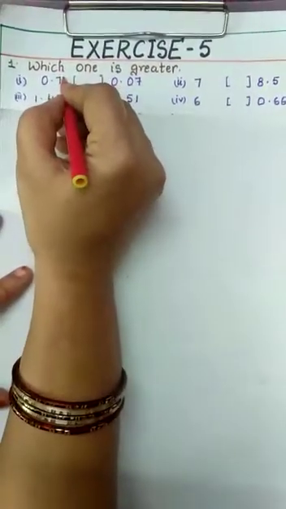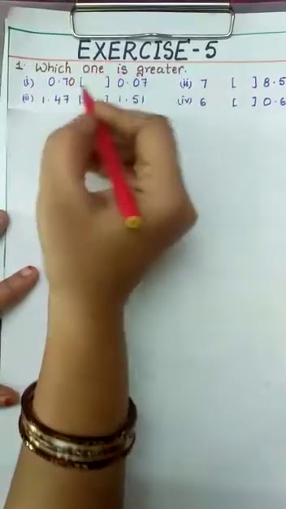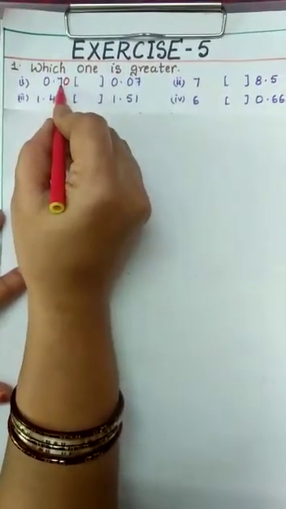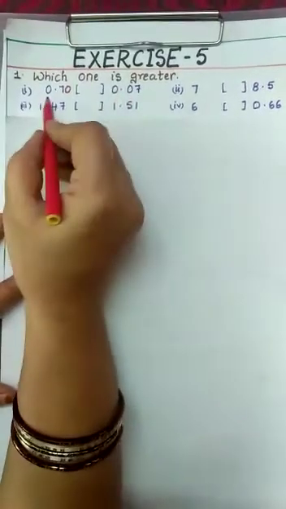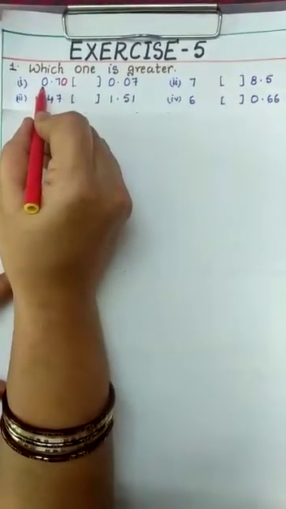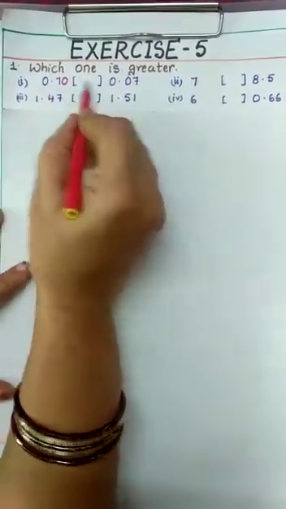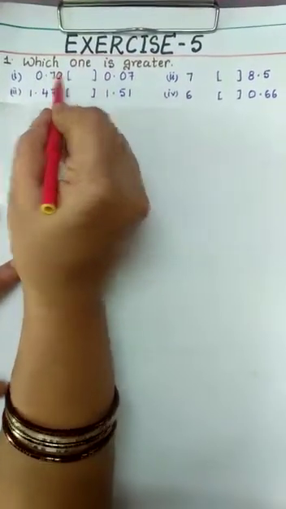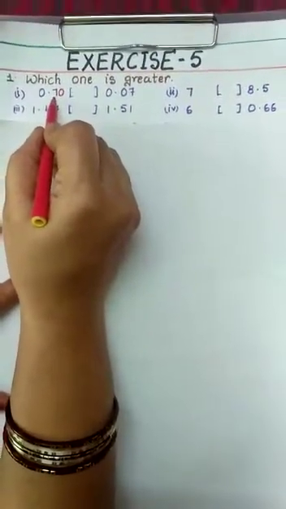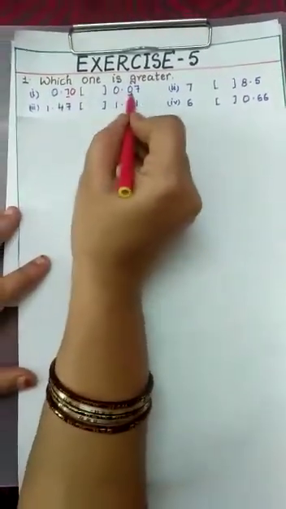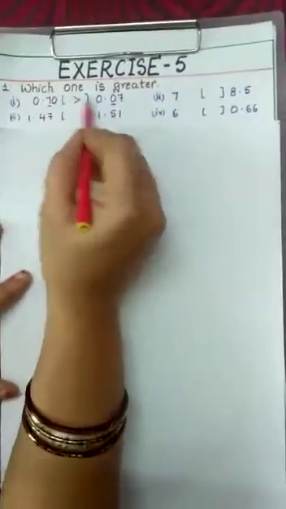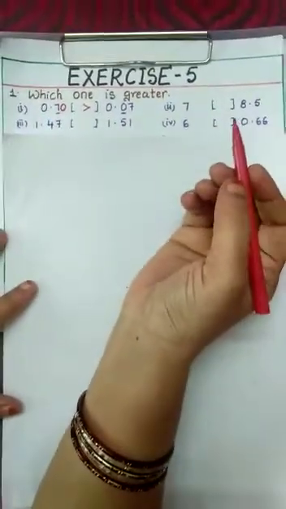So here you insert 0. Now here you see 2 places and here also we have 2 places. Now you compare. When you are comparing, first compare the whole number part. Here 0 and here also 0. Next come to the decimal part. The first place is the tenths place. Here 7 and here 0. As 7 is greater than 0, 0.7 is greater than 0.07.